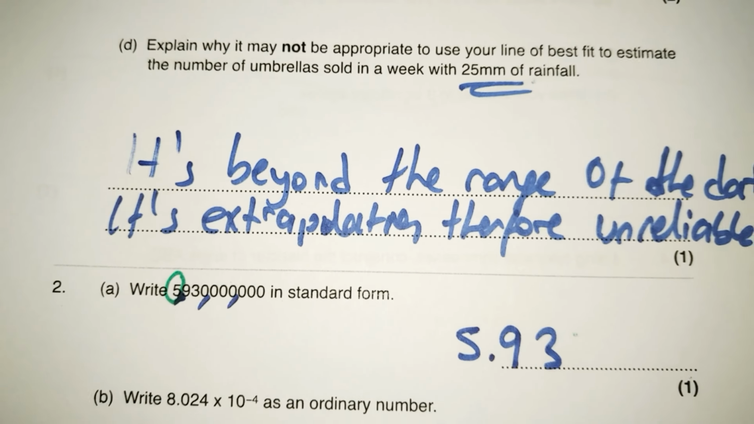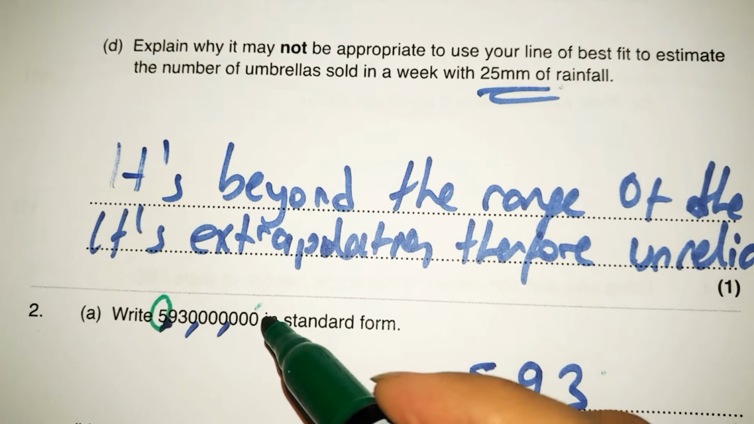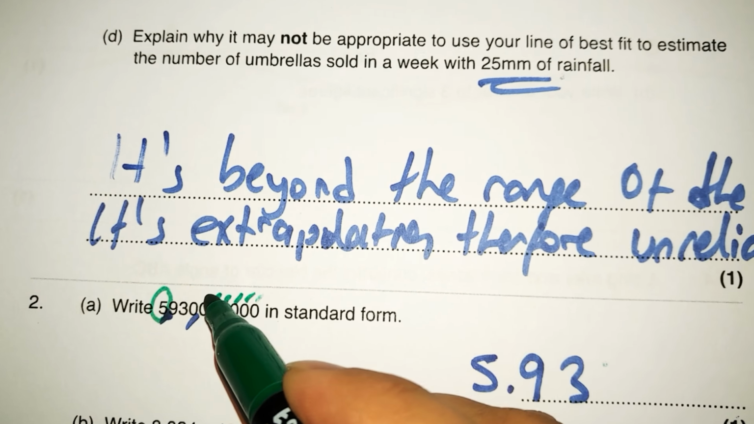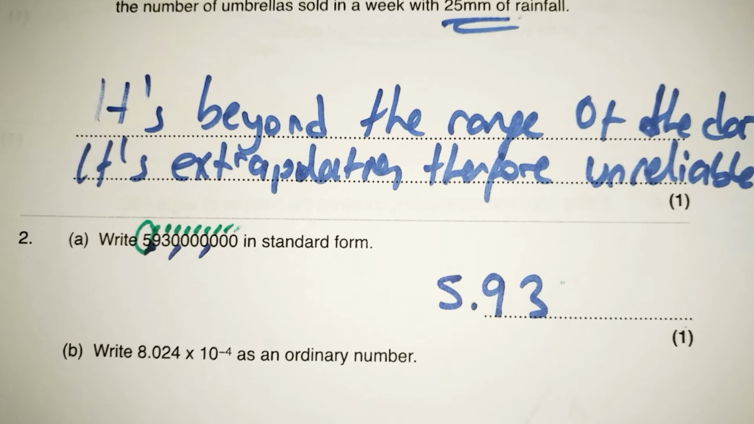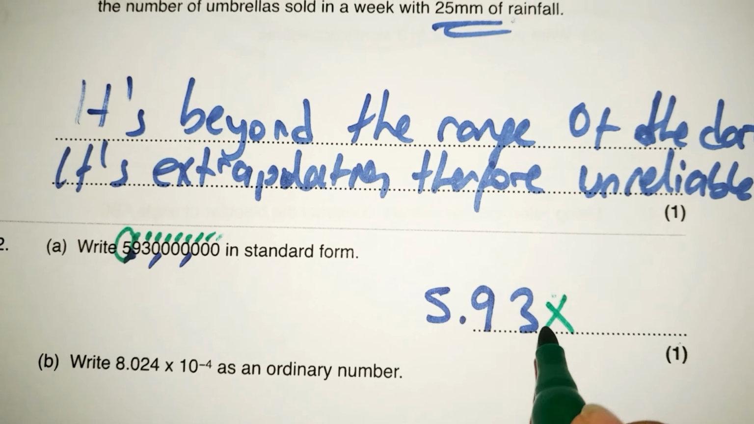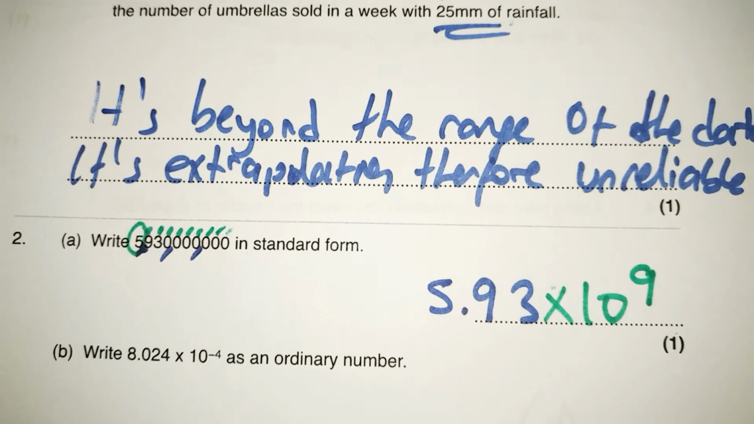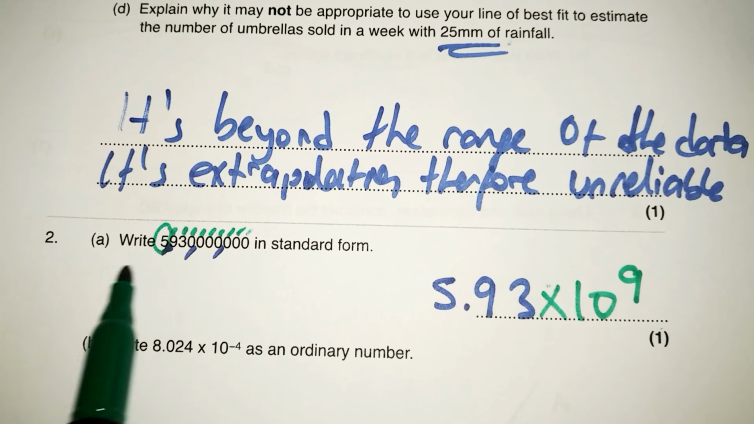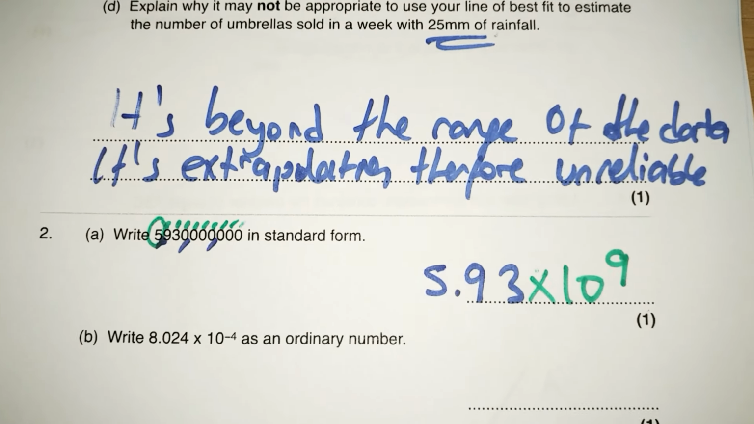And then you will count how many digits you moved. So look, 1, 2, 3, 4, 5, 6, 7, 8, 9. So you count exactly 9 digits. So it should be 5.93 times 10 to the power of 9. So remember, when you're writing standard form, it can't be bigger than 10, it has to be smaller than 10.